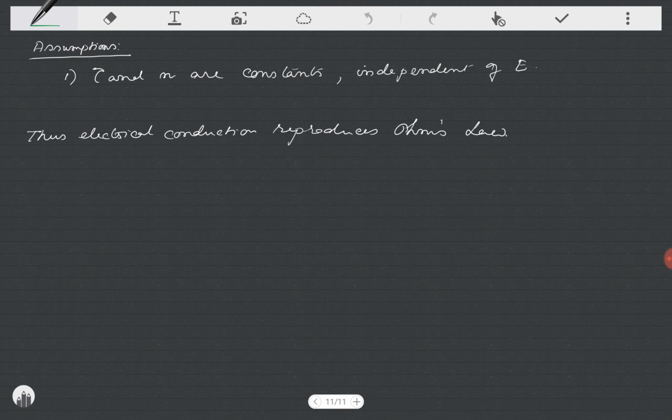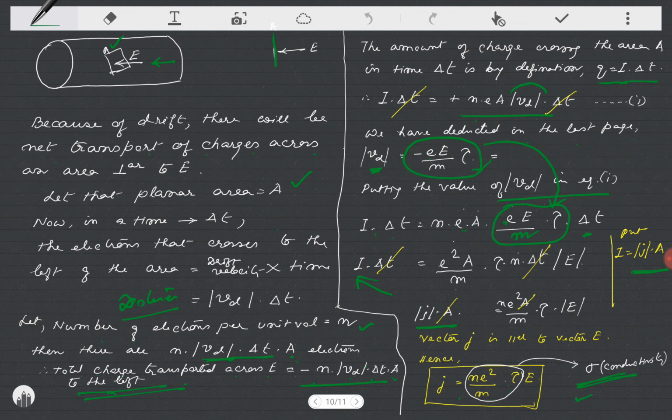Now here it is assumed that tau and n are constant and independent of E. Thus electrical conduction reproduces Ohm's law. So you must remember that this sigma denotes conductivity. It represents n e square by m into tau. This is a very simple equation. Go step by step, practice in your own way, you will get the result.